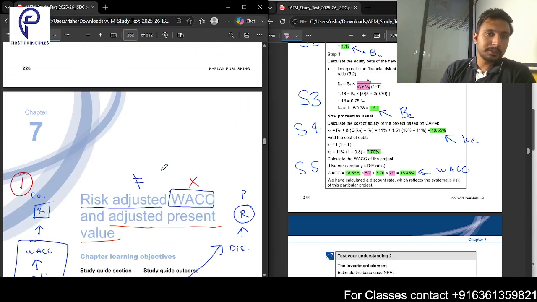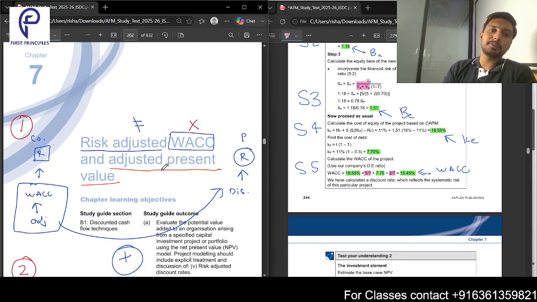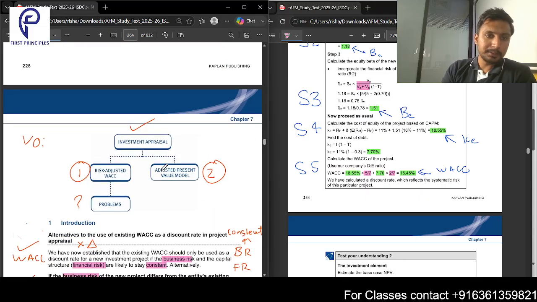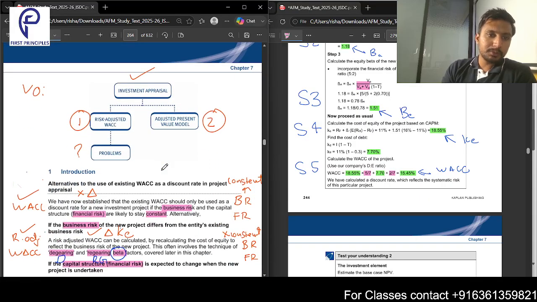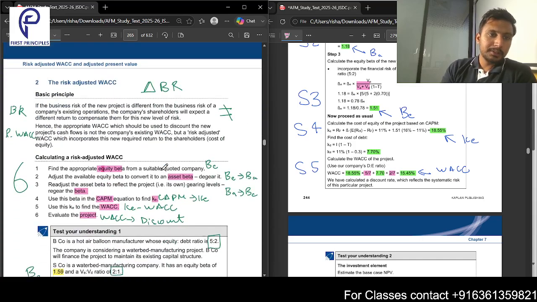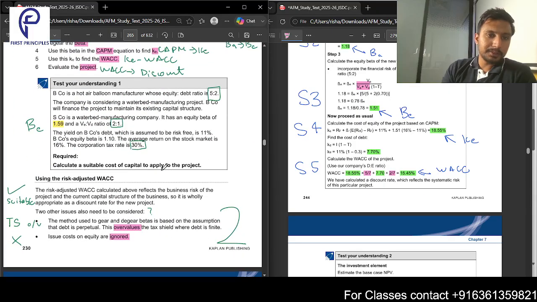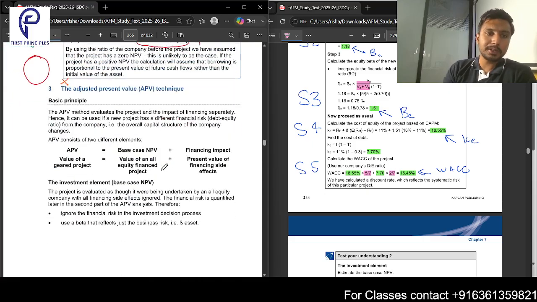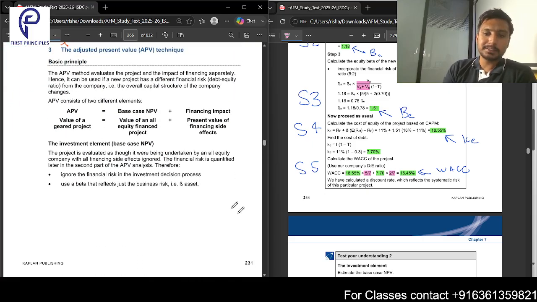So we have finished with the risk-adjusted WACC, which is the first process. Now we are going to the APV. We looked into the visual overview, got a good understanding, broke down all the theoretical aspects, when to use what, and the risk-adjusted WACC, all the 6 steps, did the first TYU, understood the limitations, and looked into a little detail on the limitations as well. That is all about our risk-adjusted WACC.